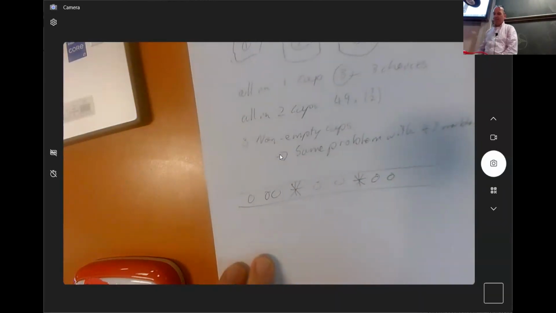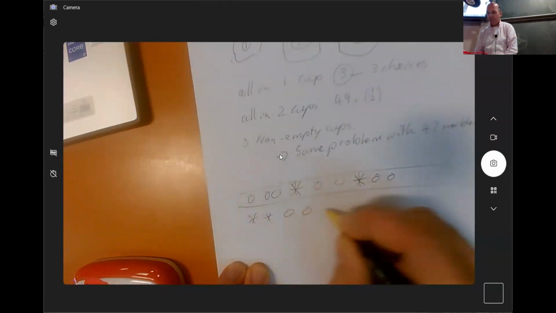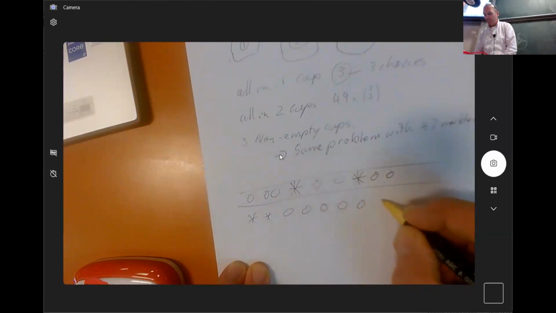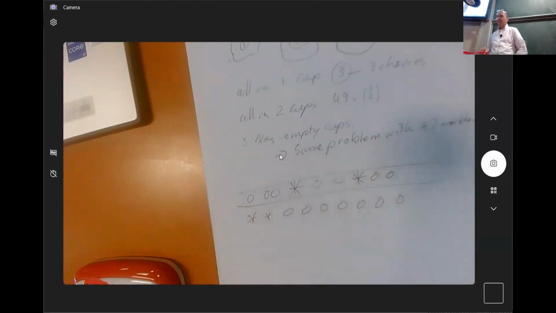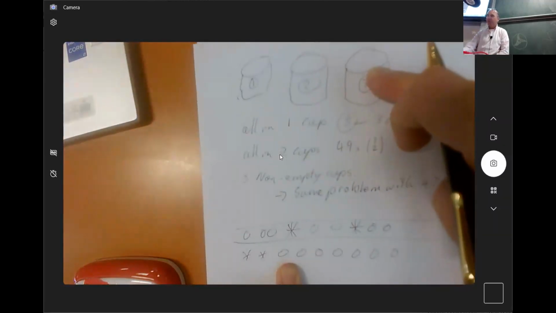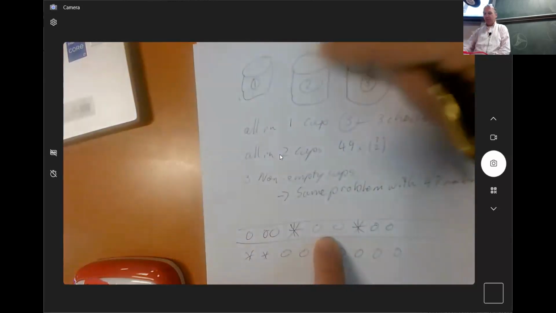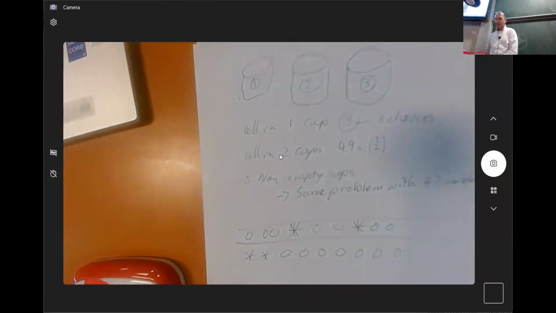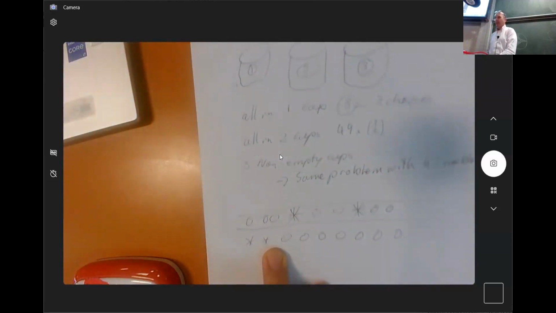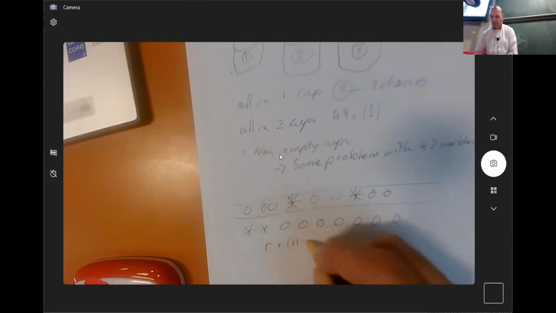Now, there is nothing stopping me putting my 2 spaces at one end and then putting my 7 marbles, which would be equivalent to all of these going into one bucket. So at the moment, this would make 3 into this one, 2 into this one, 2 into this one. But if I do this, this would be saying, actually, I'm going to put all of them into this bucket. And so this is where that formula comes in, where you go R plus N minus 1.